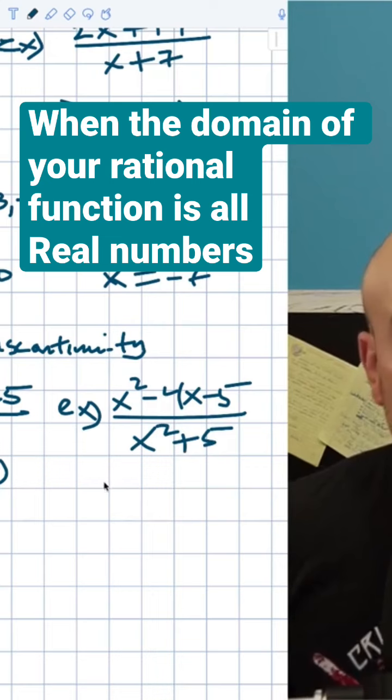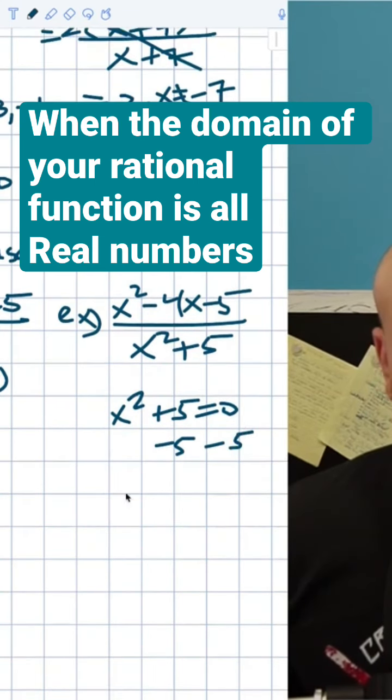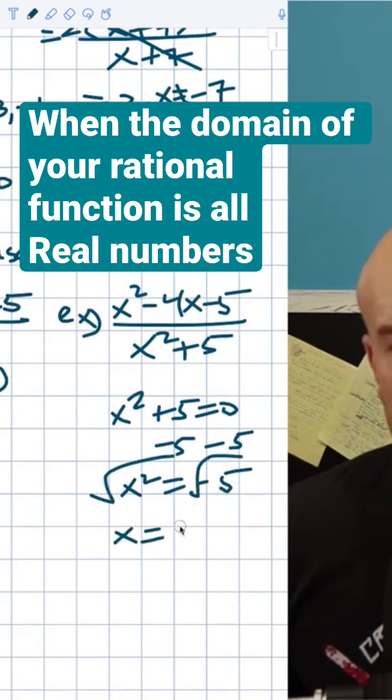And then they say, all right, well, Mr. McLogan said set the denominator equal to 0. So I get x squared plus 5 equals 0. They subtract 5 on both sides, and they get x squared is equal to negative 5. They take the square root, and they say, ooh, remember plus or minus, so x equals plus or minus.